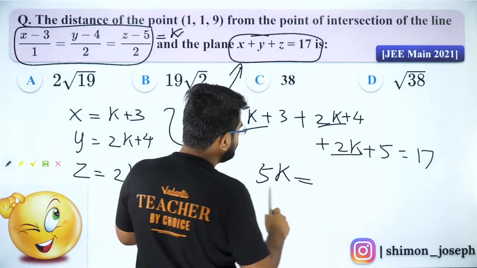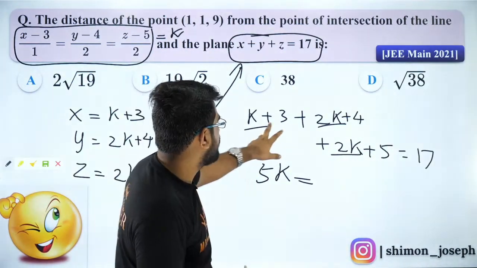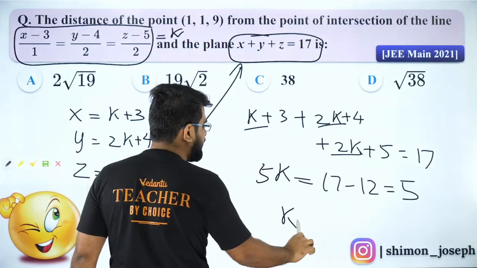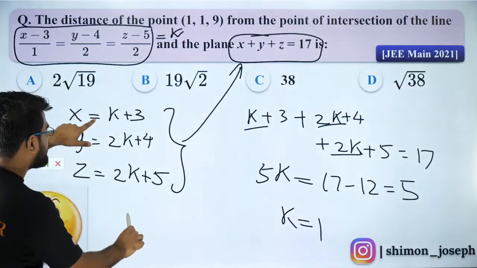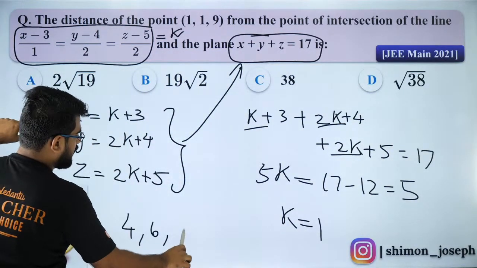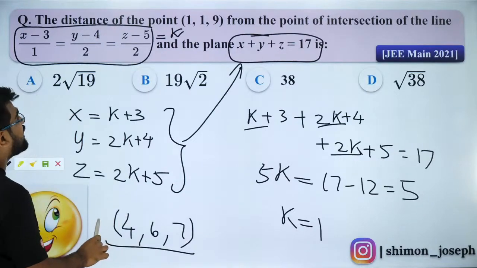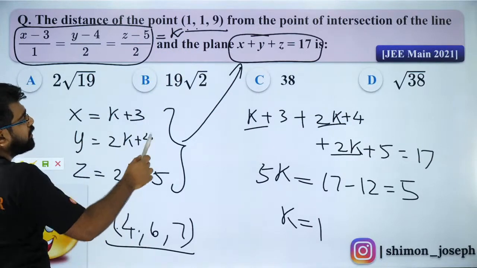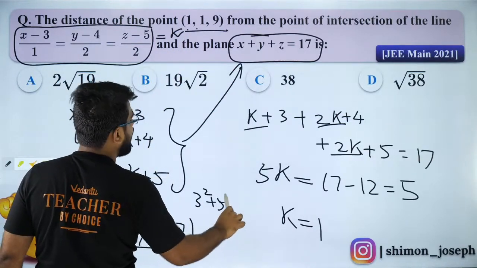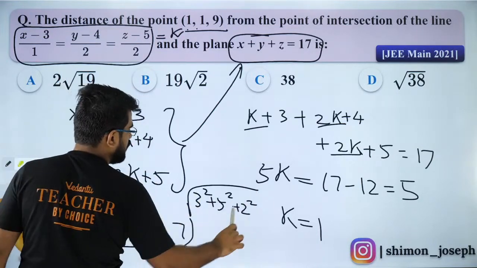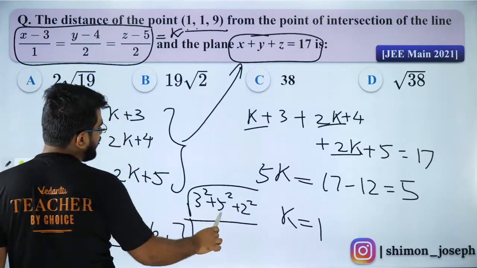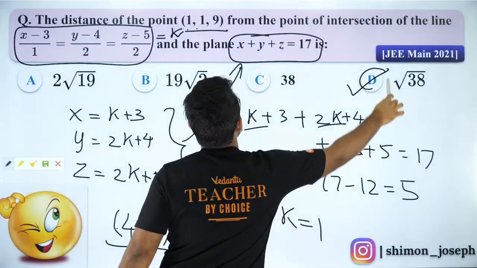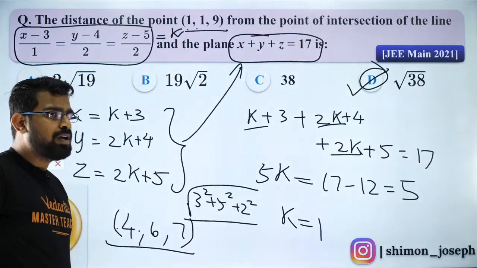is equal to 17 minus 12, which is 5. So I'll get k is equal to 1. So if k is equal to 1, the point is (4, 6, 7). This is the point of intersection and this is the point given. What is the distance between these two? It is the square root of 3 squared plus 5 squared plus 2 squared. That will be 9 plus 25 plus 4, which is 38. Root 38 is my answer.